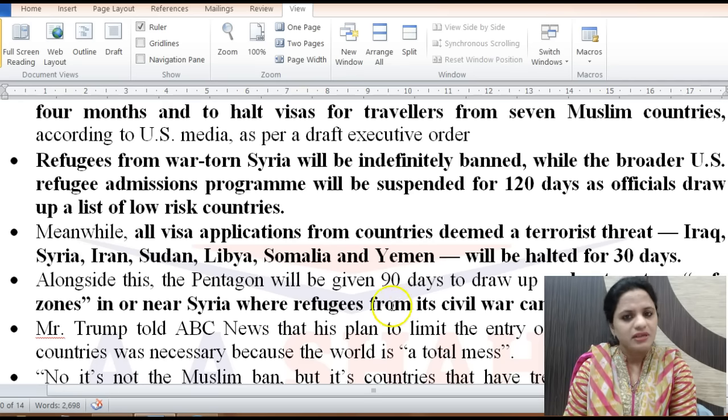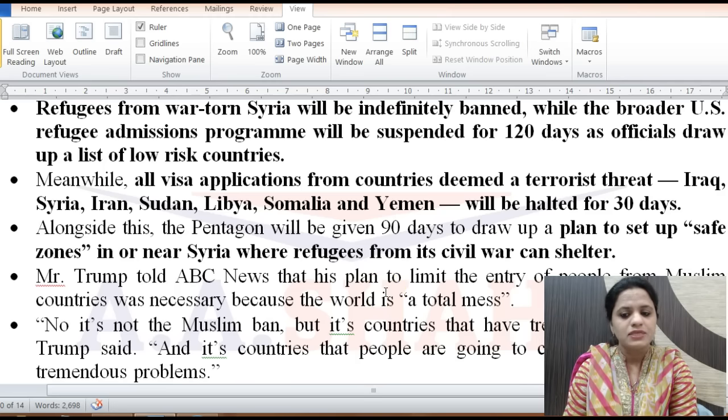President Trump says that this is not against Muslims, but against countries, these Muslim countries where the terrorist threat is looming large. So to ensure that US soil is safe from terrorist attacks, these steps have been taken. Also, President Trump has plans to set up safe zones in or near Syria where refugees from its civil war can take shelter. So they will not be allowed to enter into the USA anymore.